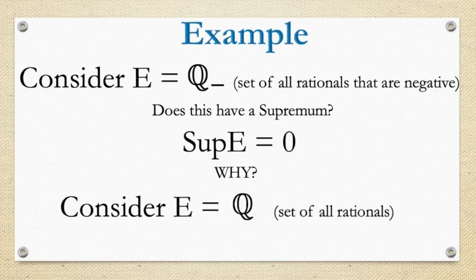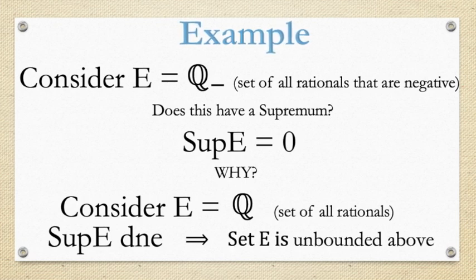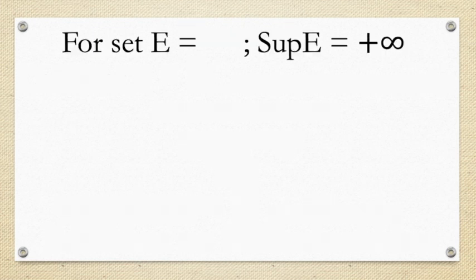Let's have another example. How about the set of rationals? Does this have a least upper bound? What is sup E? Well, sup E does not exist. This implies set E is unbounded above. For set E, which is the set of rational numbers, sup E or supremum of E is equal to positive infinity. There is no least upper bound.